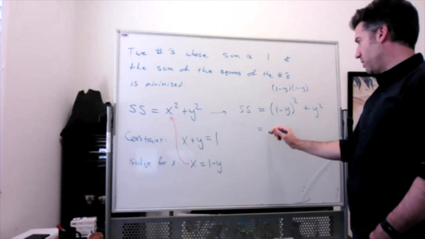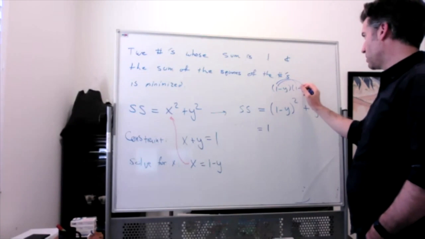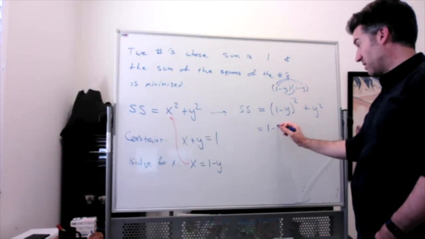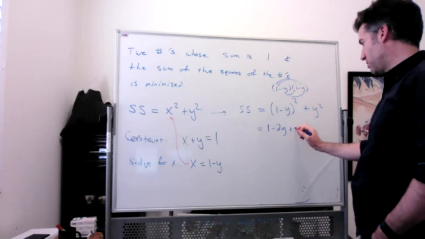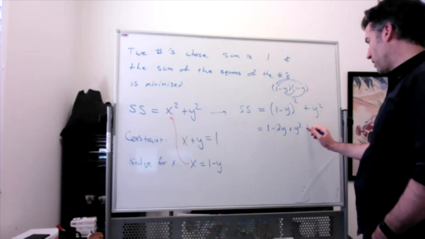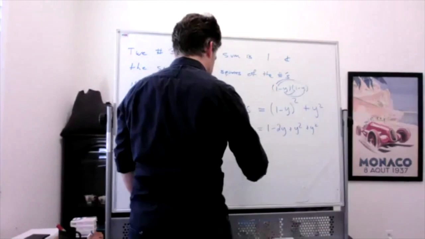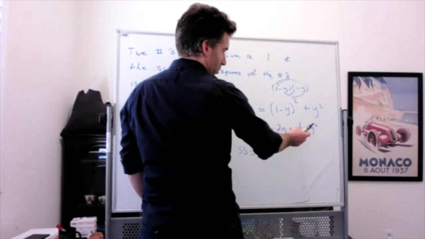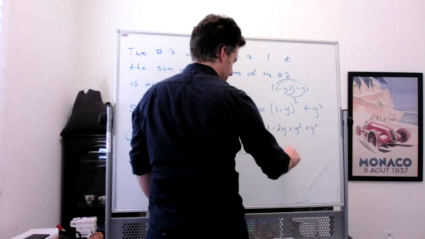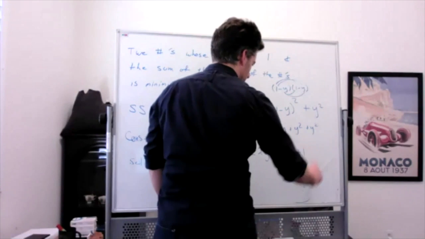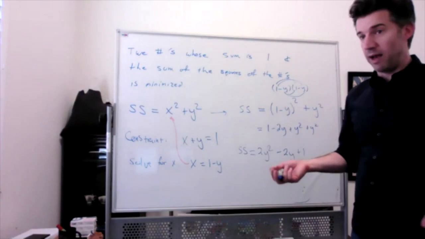And it's going to give me 1 minus y minus another y is minus 2y. And then minus y times minus y is plus y squared. And then plus another y squared. So my equation looks like the sum of squares is y squared plus y squared is 2y squared minus 2y plus 1. So that's the thing I'm trying to minimize.